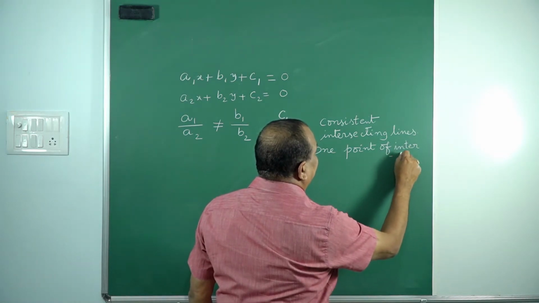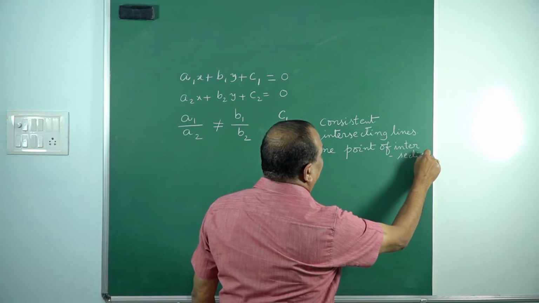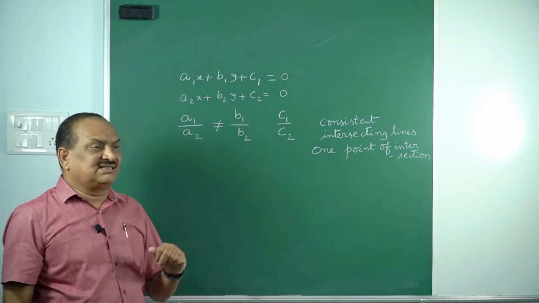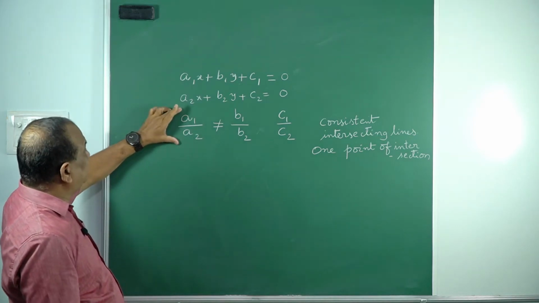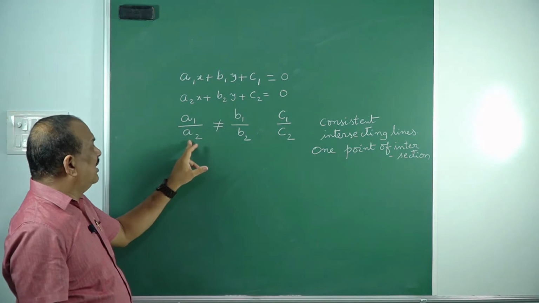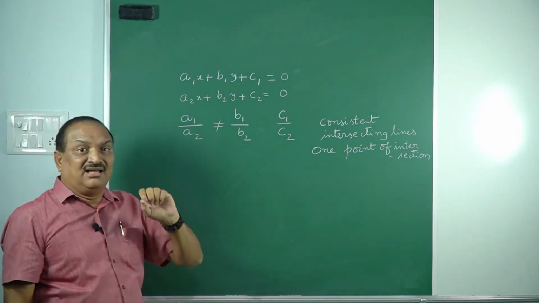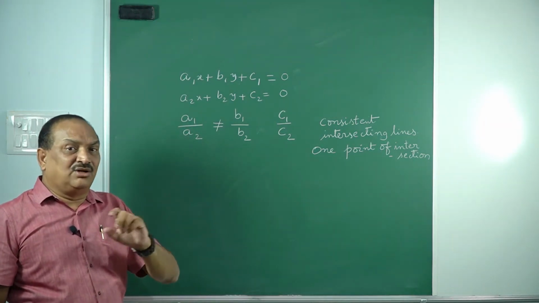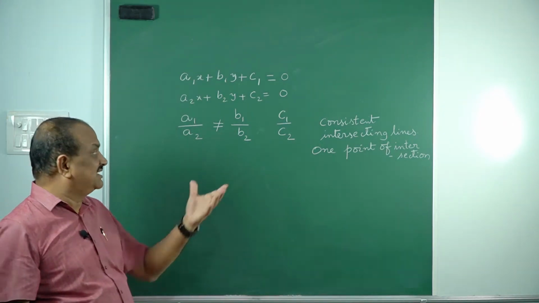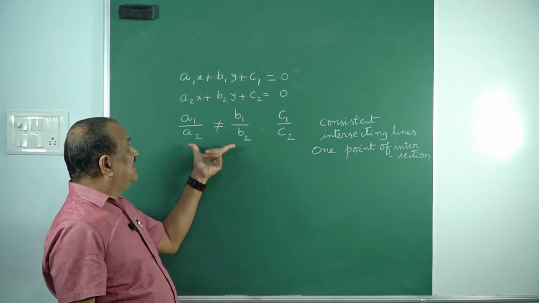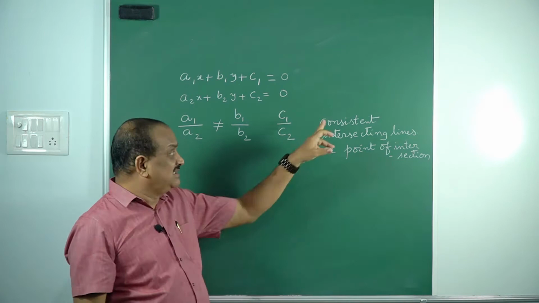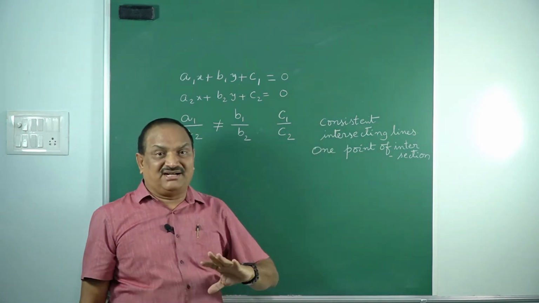One point of intersection. I repeat, when you are given two equations, determine the ratio of x coefficients and determine the ratio of y coefficients. If you have a different answer there, the system is consistent, you are not changing anything. I will tell you what we mean by changing or not changing. If these two are different, you are going to get two intersecting lines and the system is consistent and there is only one point of intersection.